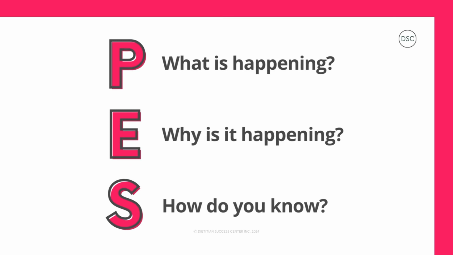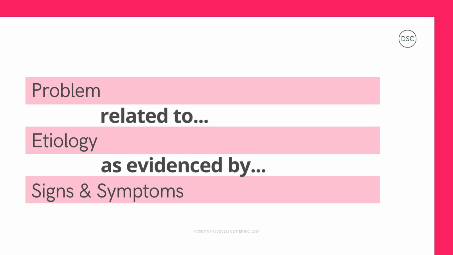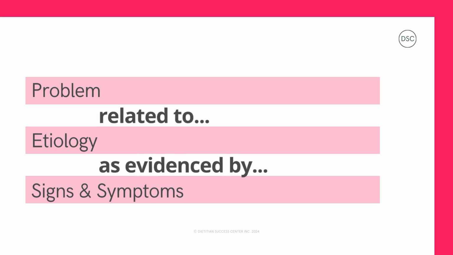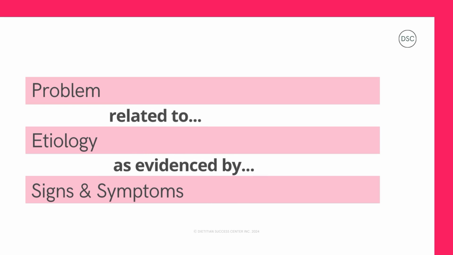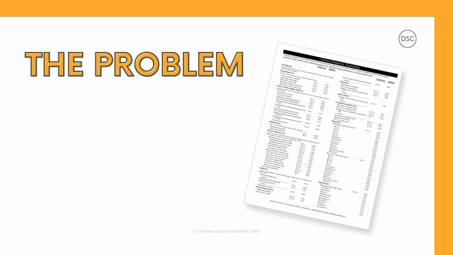A simpler way to break this down is by asking yourself, P, what is happening? E, why is it happening? And S, how do you know? These sections are combined in a structured sentence by the phrases related to and as evidenced by, as in the problem related to, the etiology as evidenced by the signs and symptoms. Now, let's learn how to write each section of the PES statement, starting with the problem.